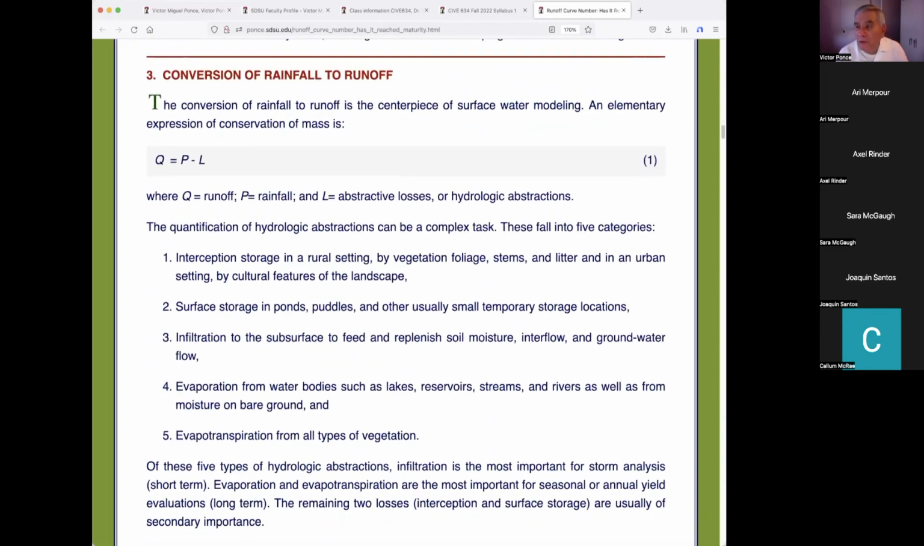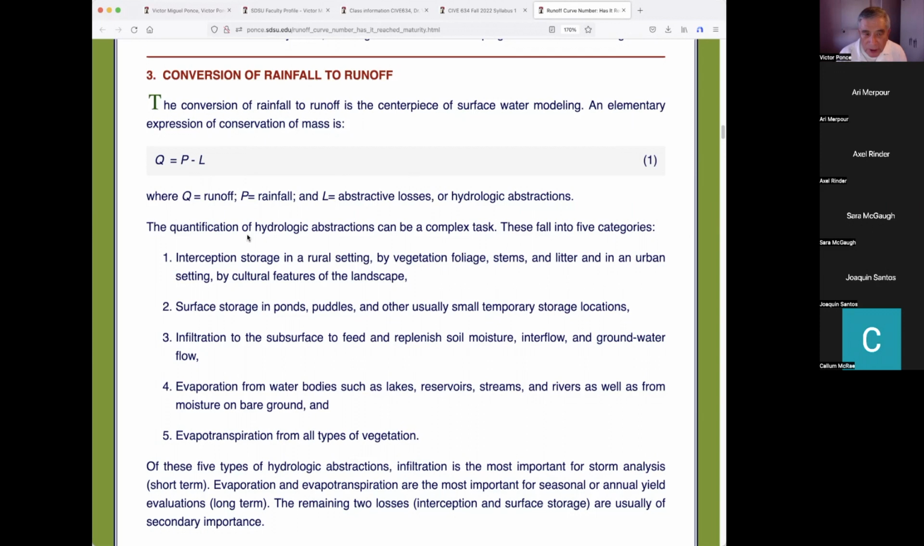Conversion of rainfall to runoff. The conversion of rainfall to runoff is the centerpiece of surface water modeling. The elementary expression of conservation of mass is, and we've already seen this in our previous discussions, Q is equal to P minus L. Q is runoff, P is rainfall, and L is the abstractive losses or hydrologic abstractions.